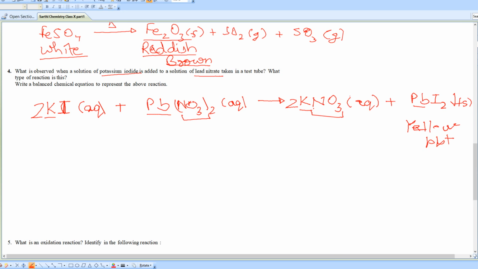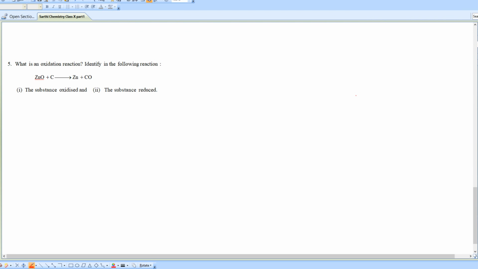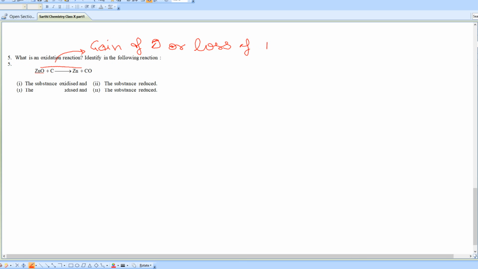Now, last question is, what is an oxidation reaction? We have studied this. What is an oxidation reaction? So, oxidation reaction involves one of the following three things: gain of oxygen, or loss of hydrogen, or loss of electrons.